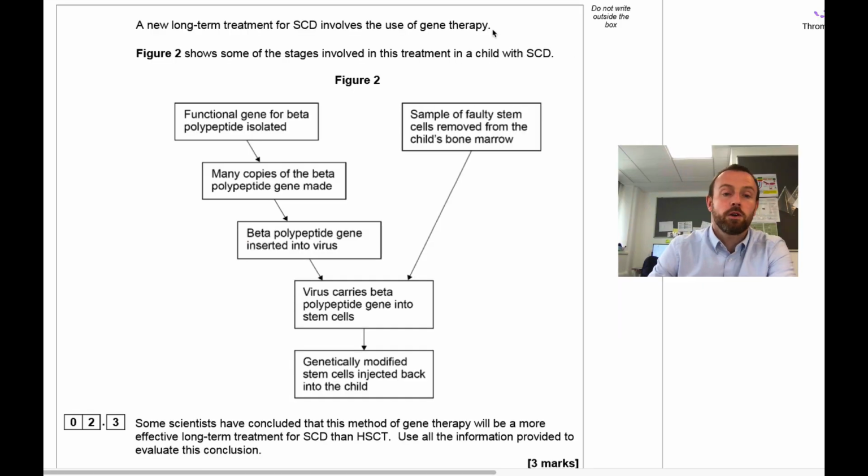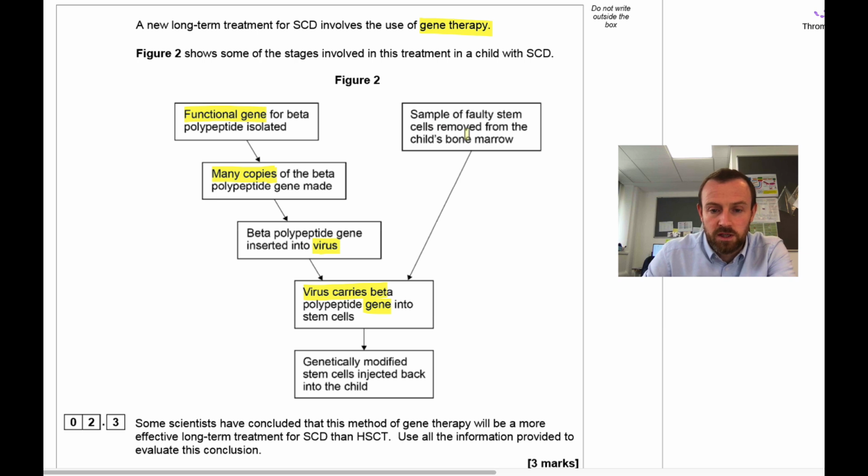Okay. A new long-term treatment for SCD involves the use of gene therapy. Here are some of the stages. Okay, so let's look through it. First we get the functional gene, so that's without the mutation, for the beta polypeptide of hemoglobin. Many copies. So maybe we're doing in vivo cloning or in vitro cloning, probably using maybe PCR possibly. Could be. The beta polypeptide gene is inserted into a virus, so this virus is going to be a vector, I presume. Yeah, so the virus carries the gene into stem cells.